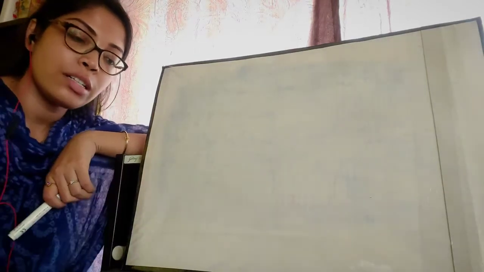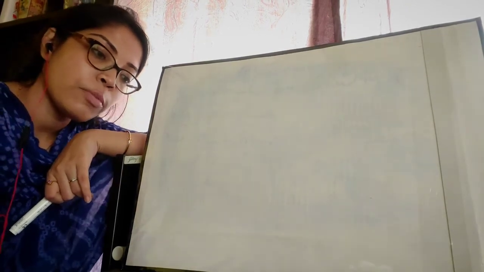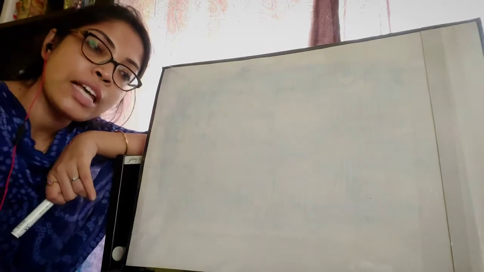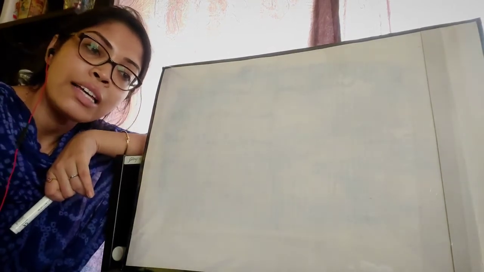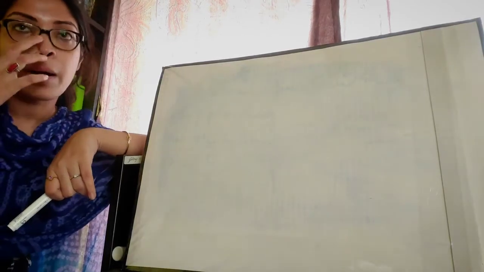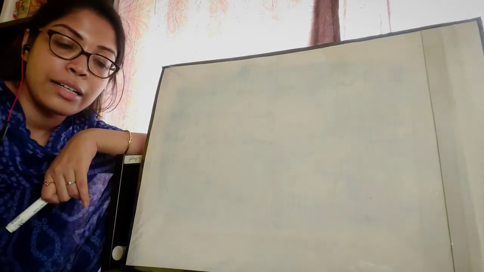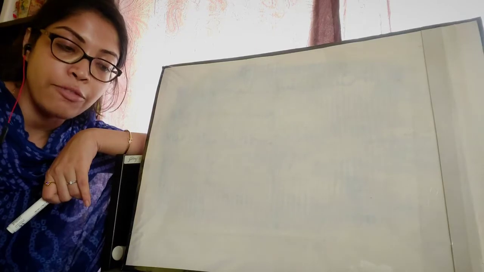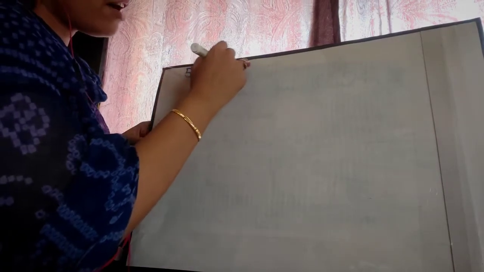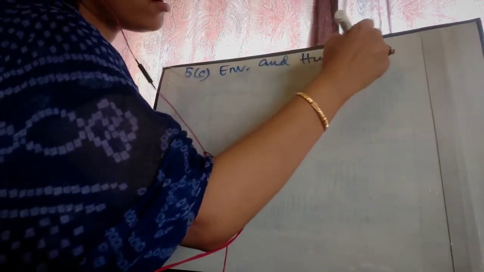Today I am going to start the last chapter of your syllabus, which is chapter number 5. The name of the chapter is Environment and its Resources and their Conservation. This chapter has about 5 or 6 subparts, and I am going to start from subpart 5C, environment and human population.